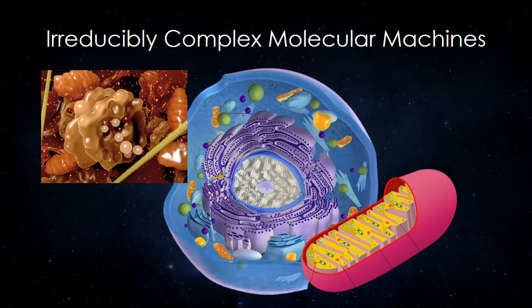Each of your body's 100 trillion cells contains hundreds of different organelles. Each organelle includes thousands of types of irreducibly complex machines, literally machines, with multiple moving parts that work together to perform specific jobs. Without them, the cell would not be alive.